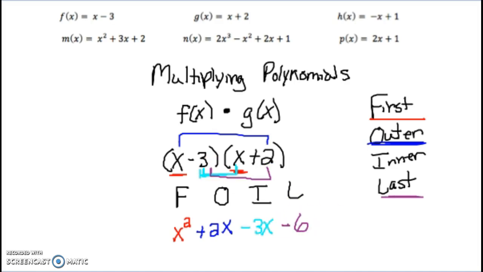And at this point, after we use FOIL, we still have to clean this up. What's my issue? We've got a 2x and a negative 3x, right? And so that's going to leave us with a final answer of x squared minus x minus 6.